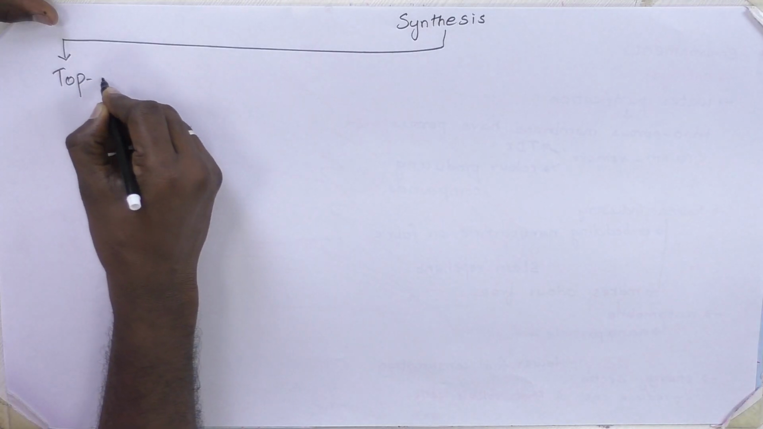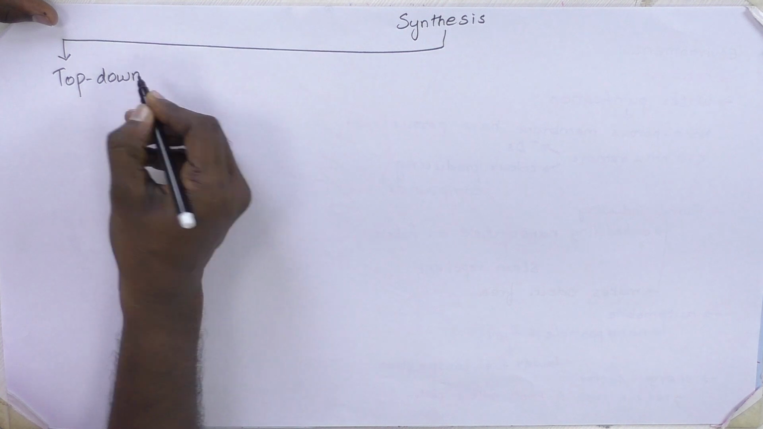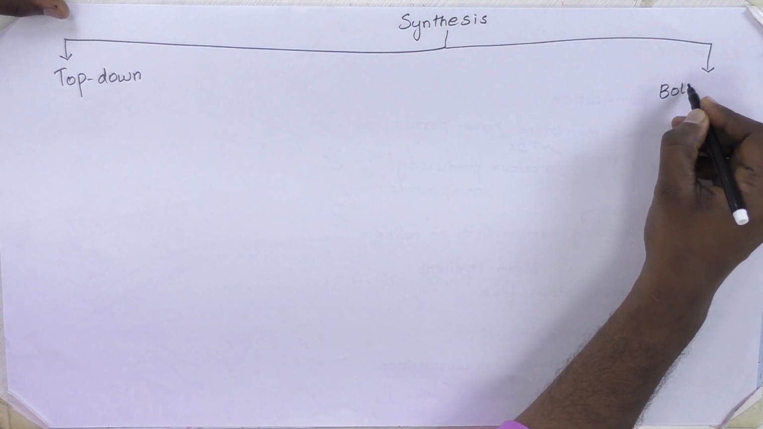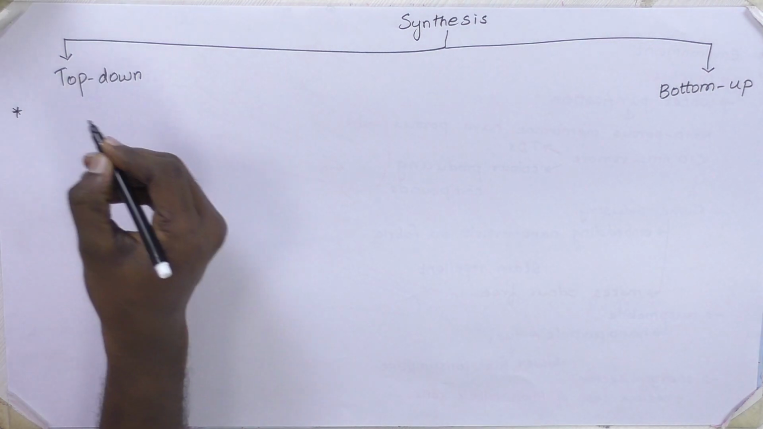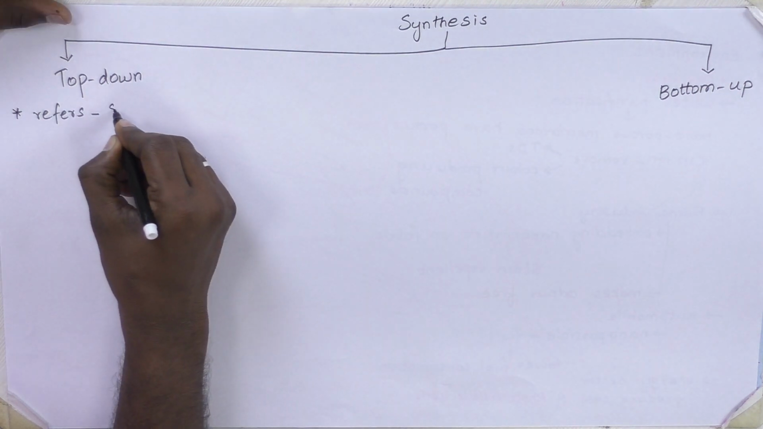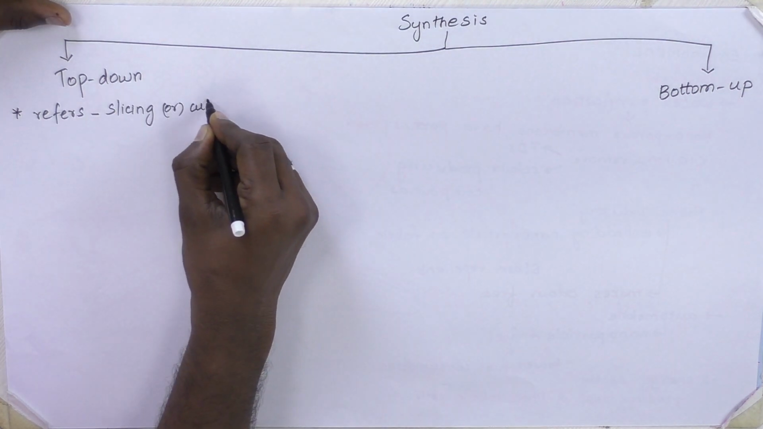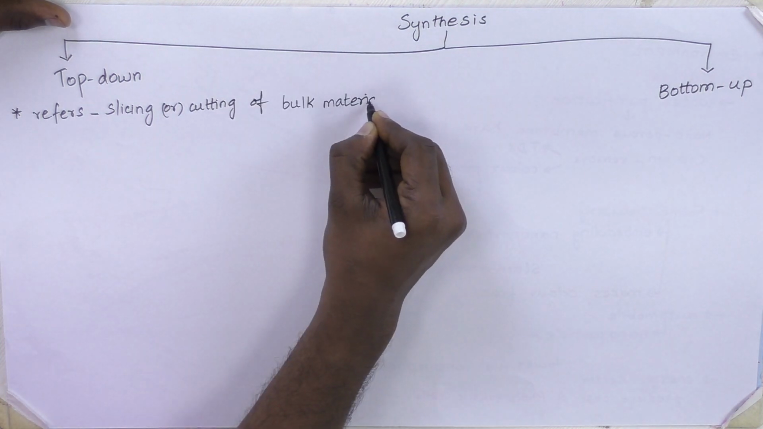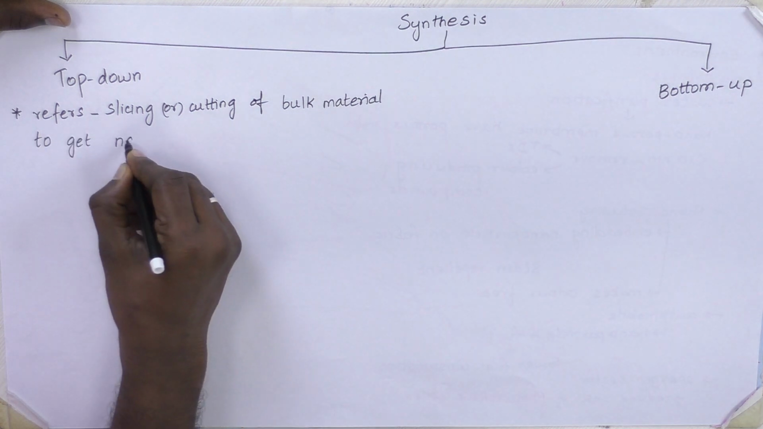Efficient nanoparticles can be synthesized by two types of approach. One is the top-down approach and the other is the bottom-up approach. The top-down approach refers to slicing or cutting off of bulk material to get nano size particles.